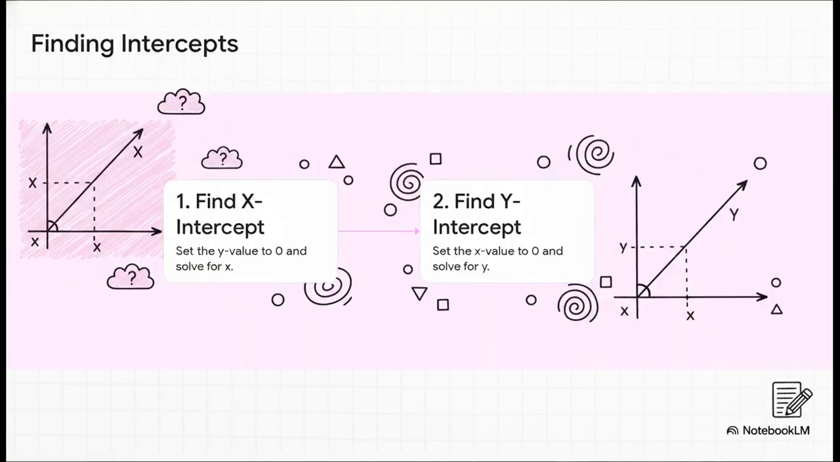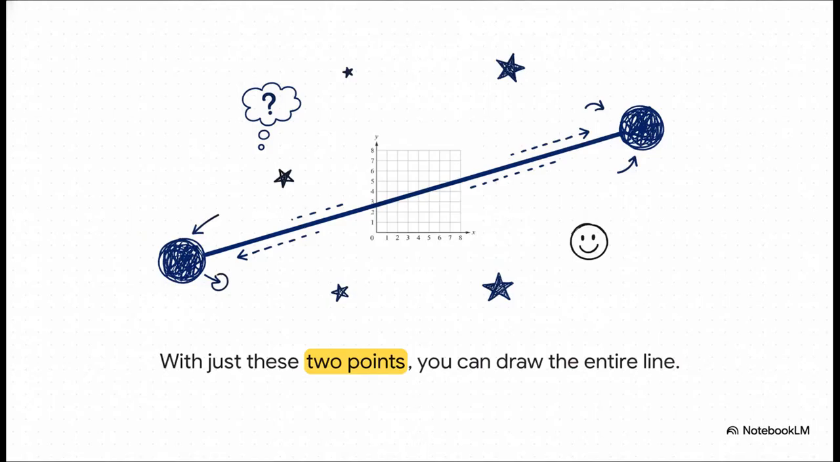And the way to find them is so simple, it's almost beautiful. To find where the line hits the x-axis, the x-intercept, you just set y to 0 and solve. To find where it hits the y-axis, you just do the opposite, set x to 0 and solve. That's it. And here's the amazing part. That's literally all you need. Once you find those two little points, where it crosses the x-axis and where it crosses the y-axis, you can draw the entire infinite line that the equation represents.